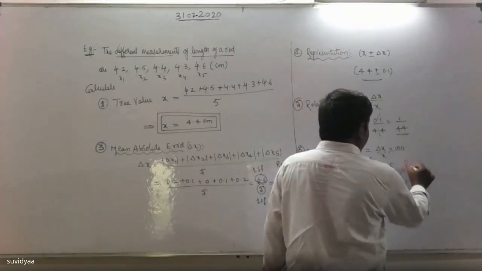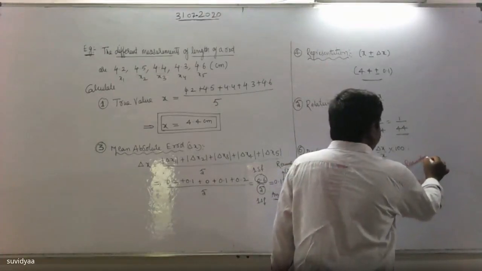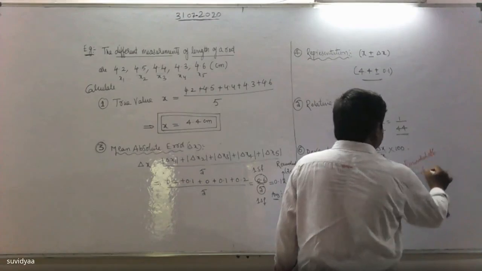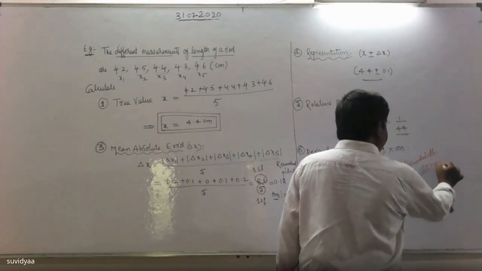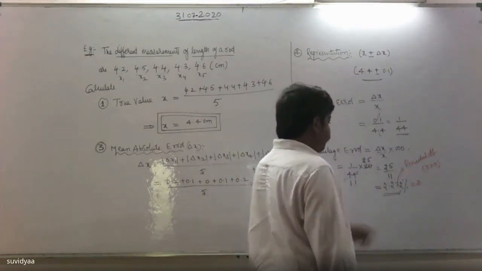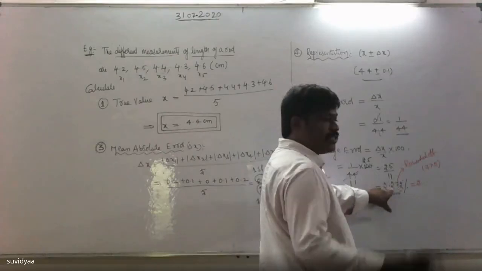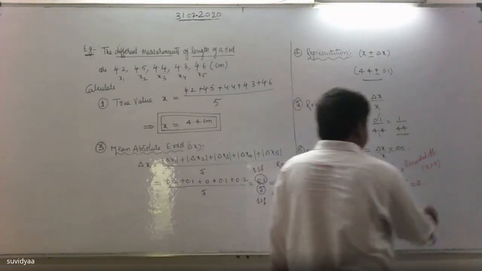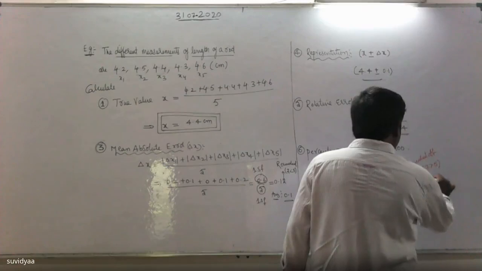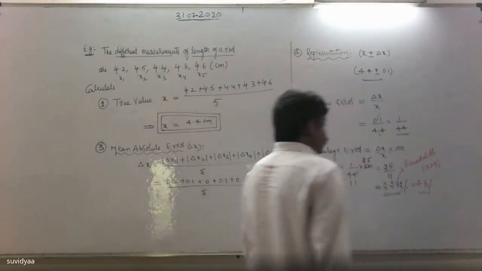The 7 should be rounded off. So 7 is greater than 5. So when 7 is greater than 5, the preceding digit should be raised by 1. So you can write it as 2.3%.